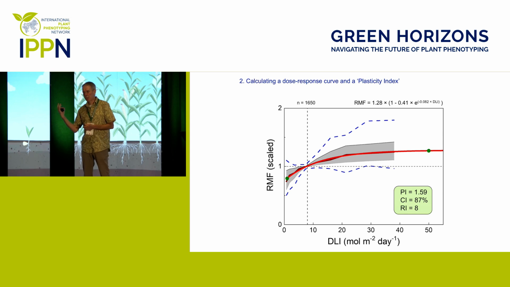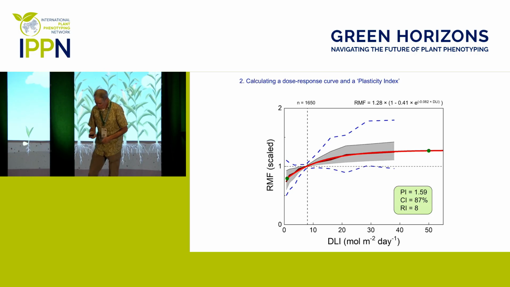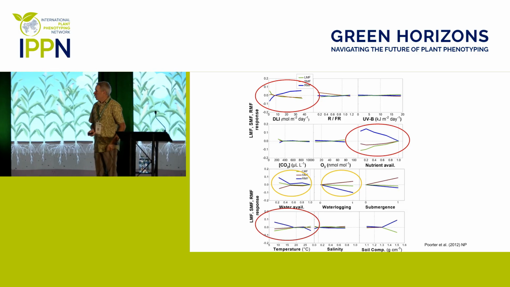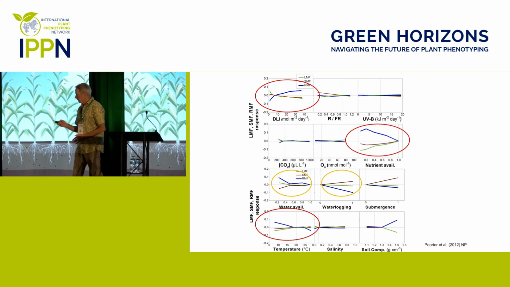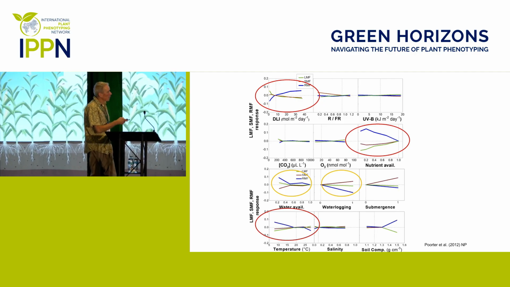So this depends on how much data there is in the database, how many different species there are in the database, and how much variability there is among the different experiments. Okay, so I did that for light, as I showed you before. That is this curve here.